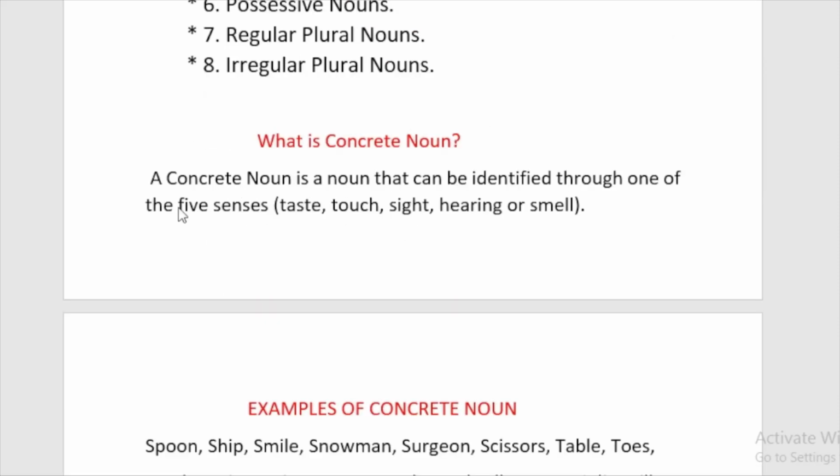What is a concrete noun? Concrete, the very word tells you what is the meaning of it. The concrete noun is a noun that can be identified through one of the 5 senses, that is taste, touch, sight, hearing or smell. So concrete noun is something we can identify with our 5 senses, that is taste, touch, sight, hearing and smell. So that is what is a concrete noun.